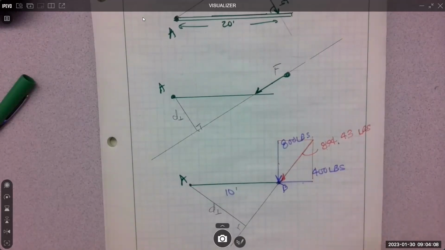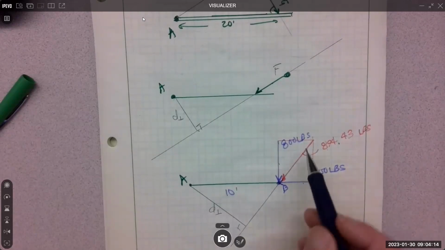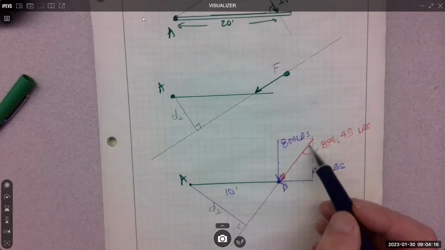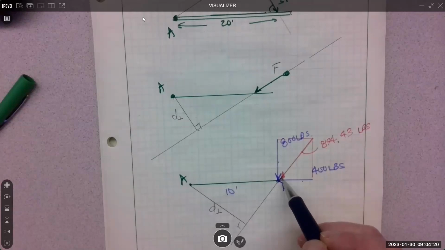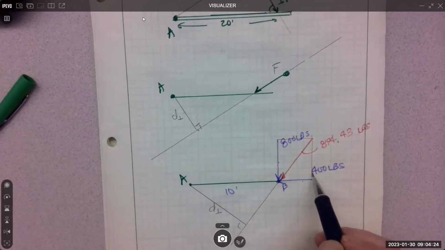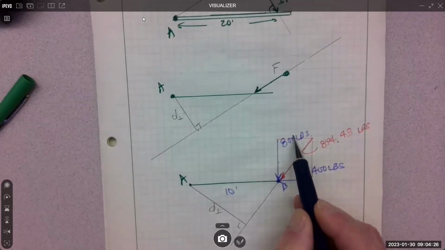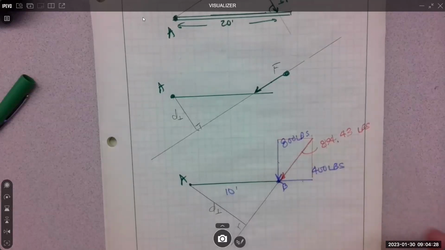Yep, it would be 894 squared, and then you get the number that was inside of the actual square root. This 894 is this vector. Yeah, you wouldn't square it. If you're going for the 400 and the 800 from the 894, you'd have to use trig. You'd have to use trigonometry to get the components.